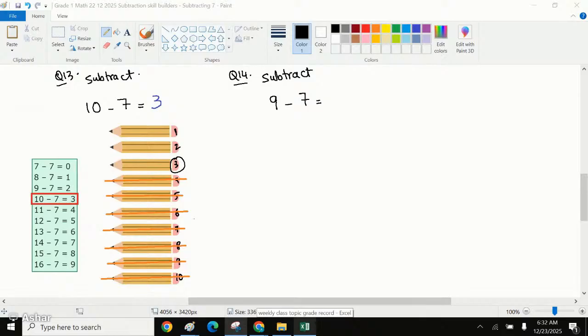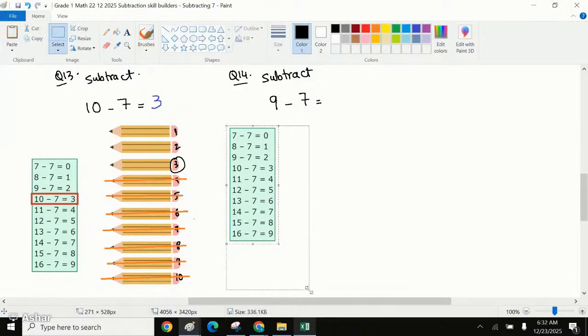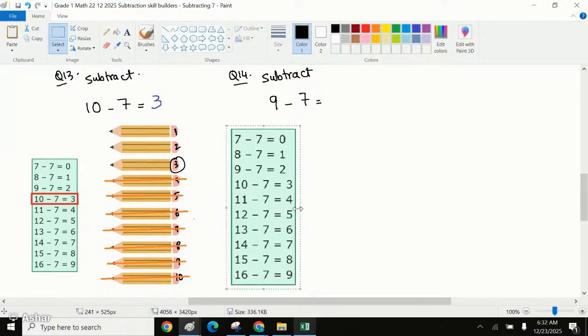Can we say we can use the grid as well, right? Let's expand this. Okay. Can we find 9 anywhere? Let's try to locate 9. Okay. 7 minus 7, 8 minus 7, and 9 minus 7 we can find over here. So if we can recall the grid, we can write the answer, that is 2, right? But we can always confirm also.